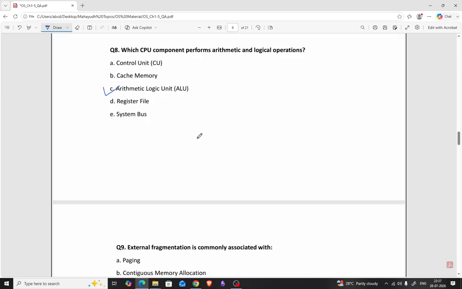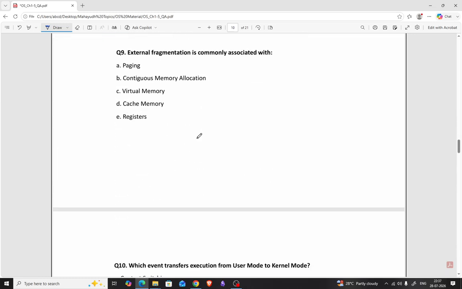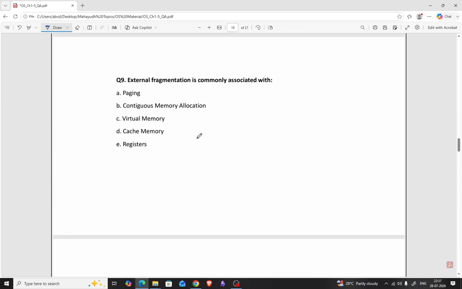Now we will move to question number 9. External fragmentation is commonly associated with: paging, contiguous memory allocation, virtual memory, cache memory, registers. The answer is contiguous allocation, because external fragmentation usually arises in the contiguous memory allocation type.